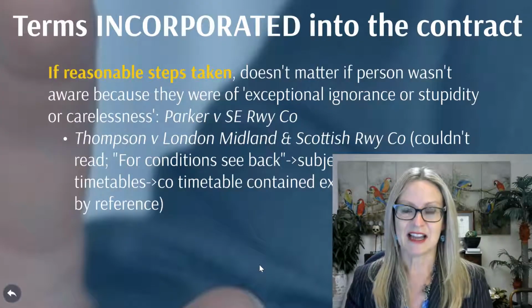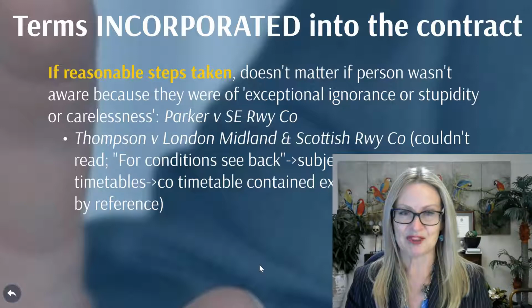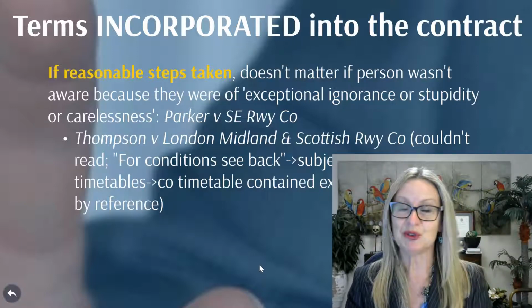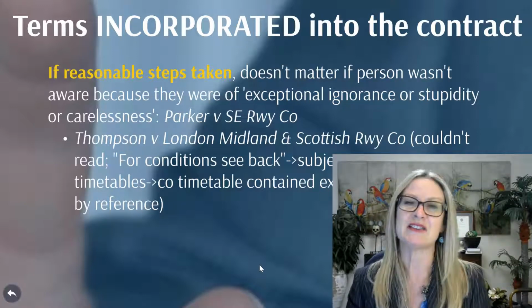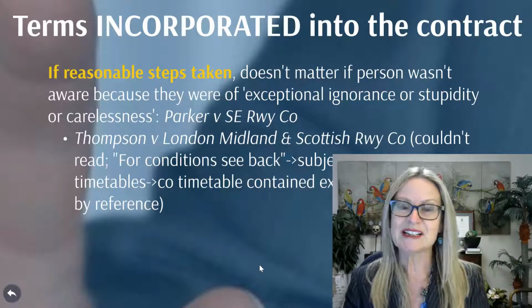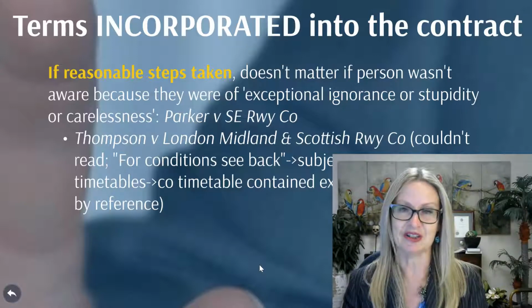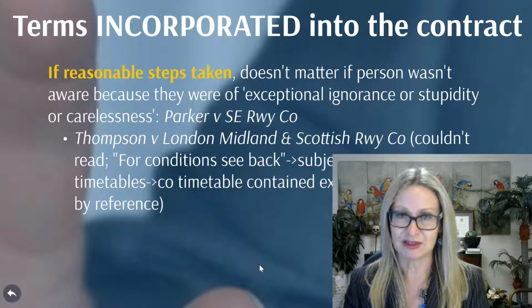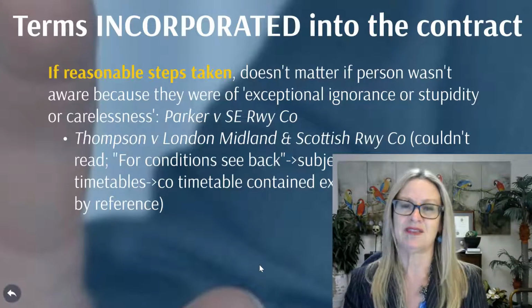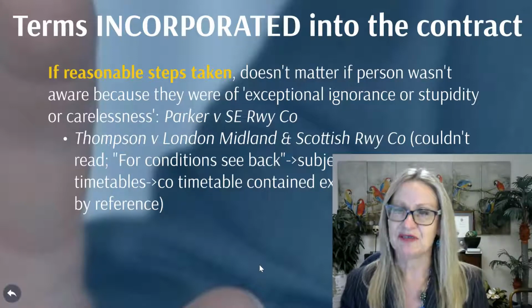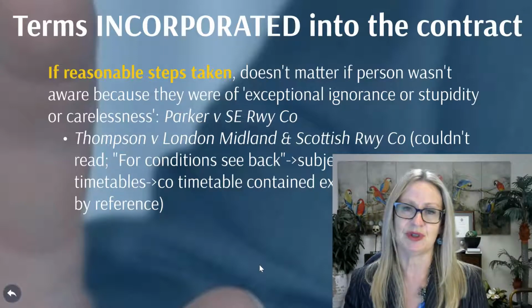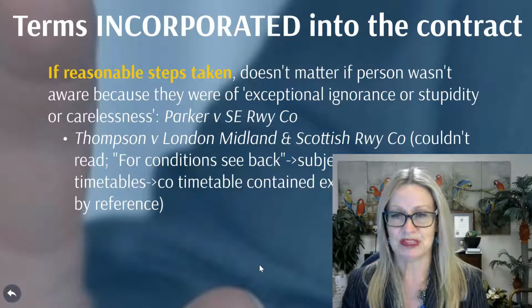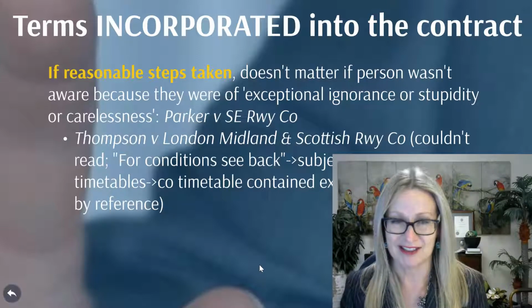The last thing I want to say in terms of the reasonableness of steps taken is that if you do fall on the happy side of having taken sufficiently reasonable steps to draw a party's attention to the content of a term, it won't matter if a particular party is left unaware of the content of the term because of exceptional ignorance or stupidity or carelessness.